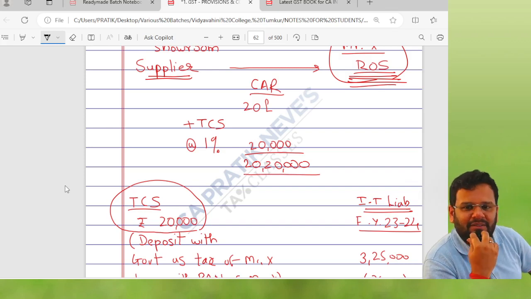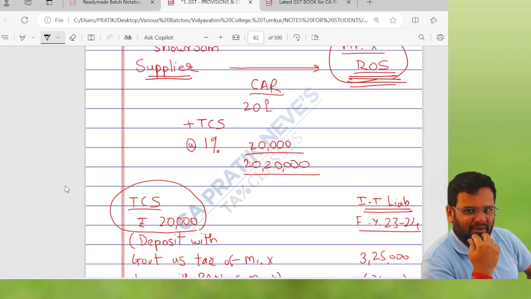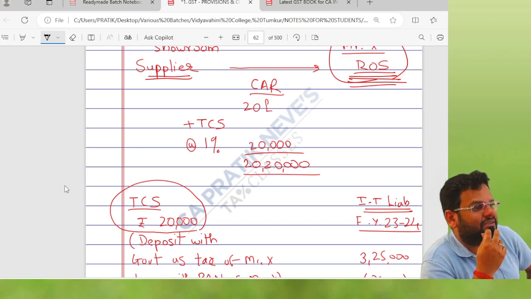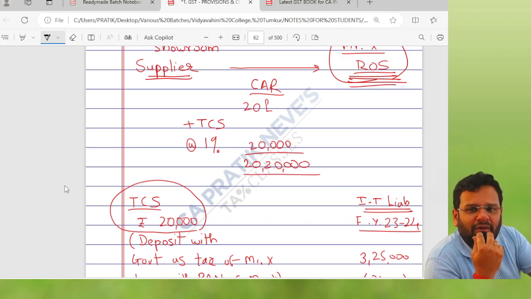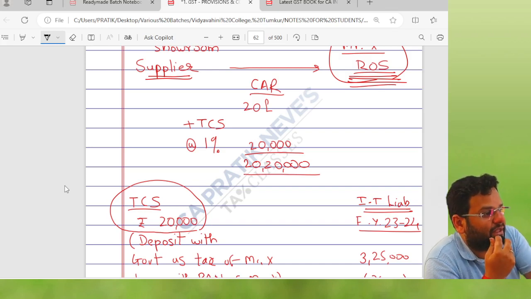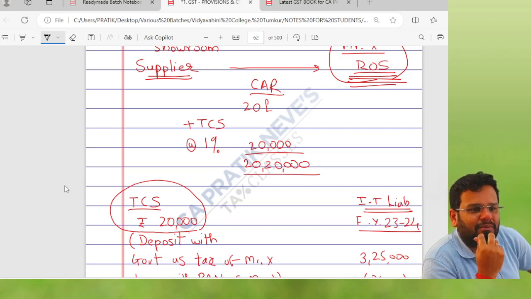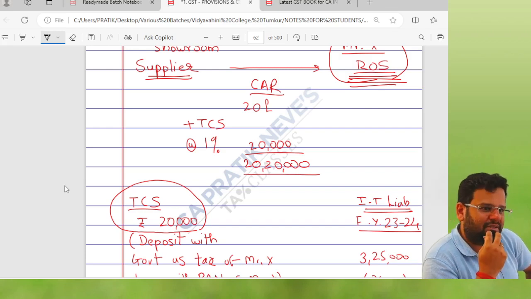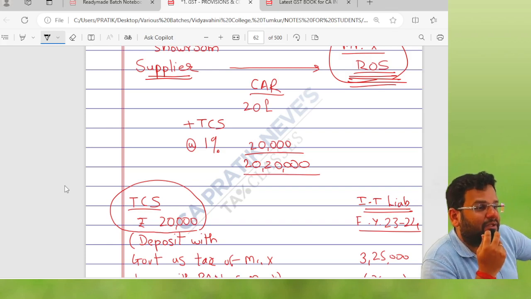TCS is not a separate tax, but a mode of collecting income tax from the assessee.